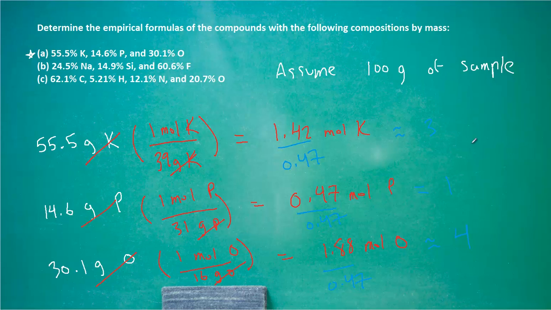So the problem is actually solved because we can use these numbers as the subscripts in our empirical formula. So for potassium, we have 3, phosphorus, we have 1. You generally don't have to write the 1 subscript right there, so we'll leave it empty under the assumption that there is a 1 right there. And then for oxygen, the subscript is 4. And there is your empirical formula.